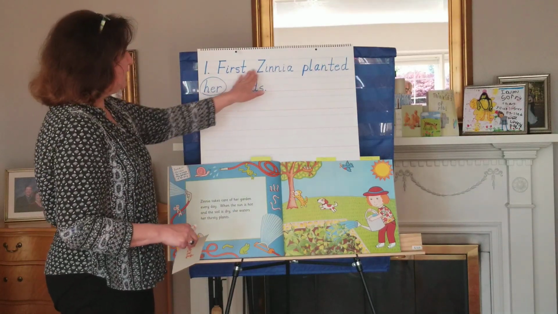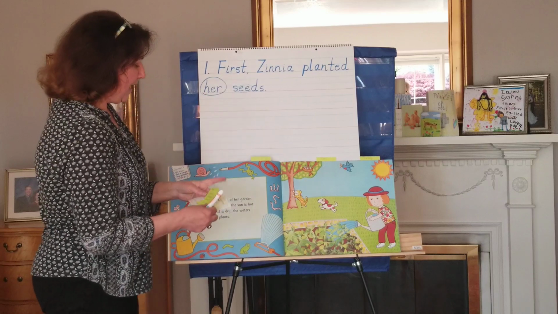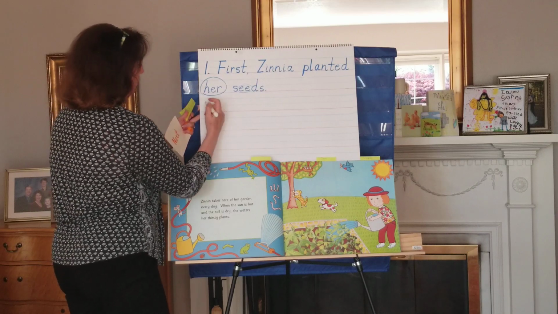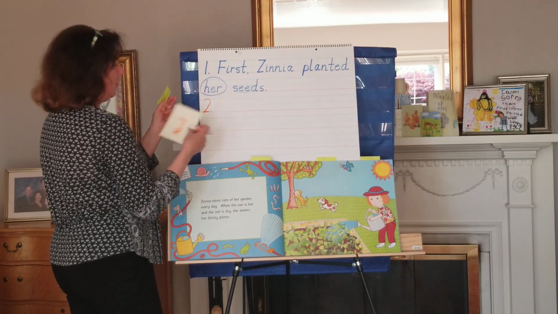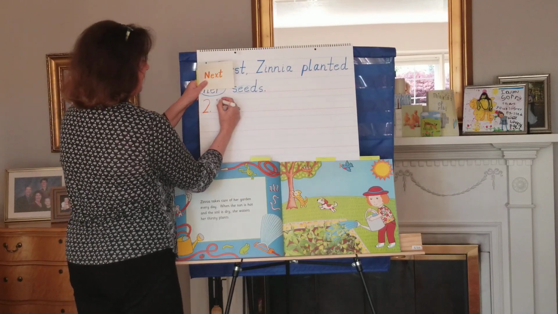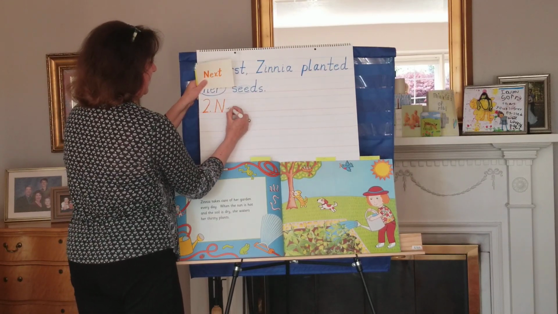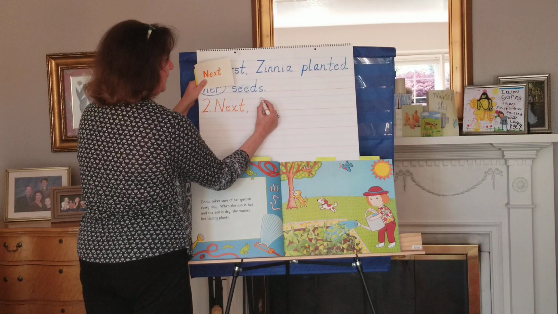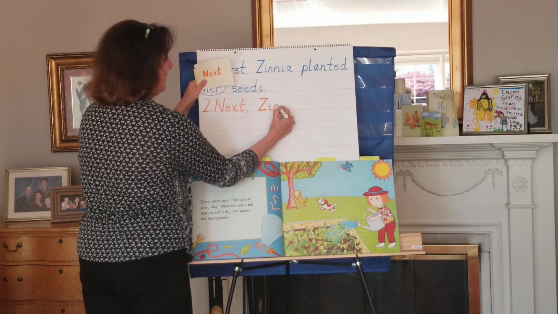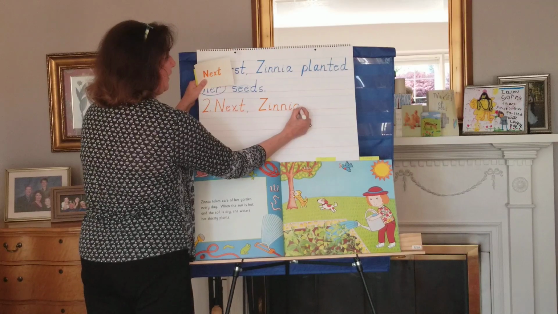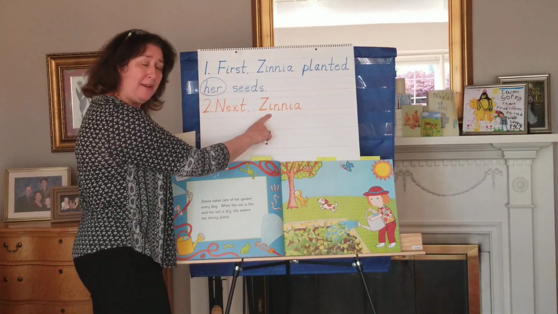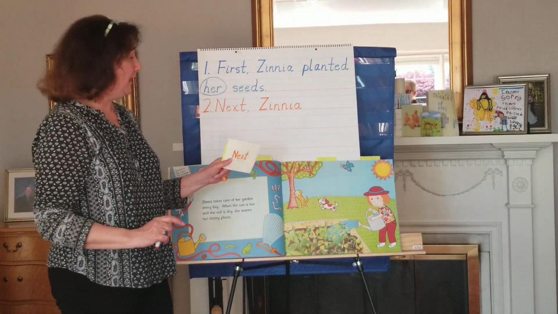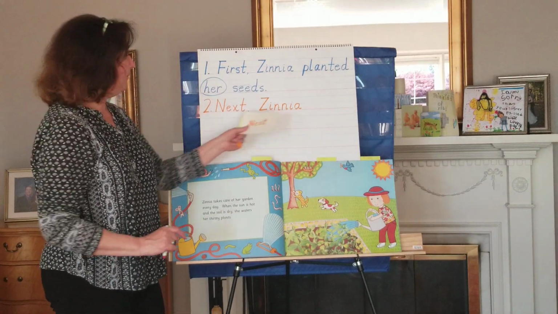So first, Zinnia planted her seeds, and then number 2, we're going to use that next transition word, and we're going to say next. N-E-X-T. Next, Zinnia, there's that name again. Now when you do your writing at home, her name will be right at the top of your paper. So if you want to know how to write her name, how to spell it correctly, you can just copy it right from the top.